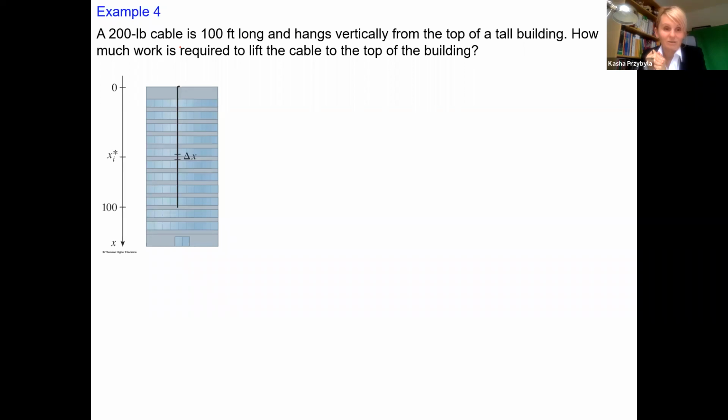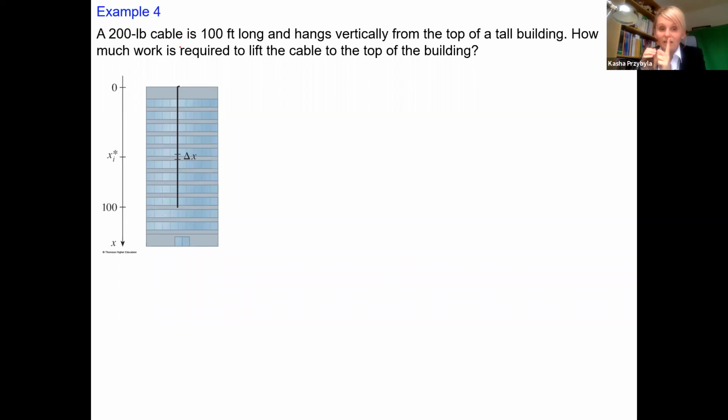A 200 pound cable is 100 feet long and hangs vertically from the top of a tall building. How much work is required to lift the cable to the top of the building? Maybe you can tell me.